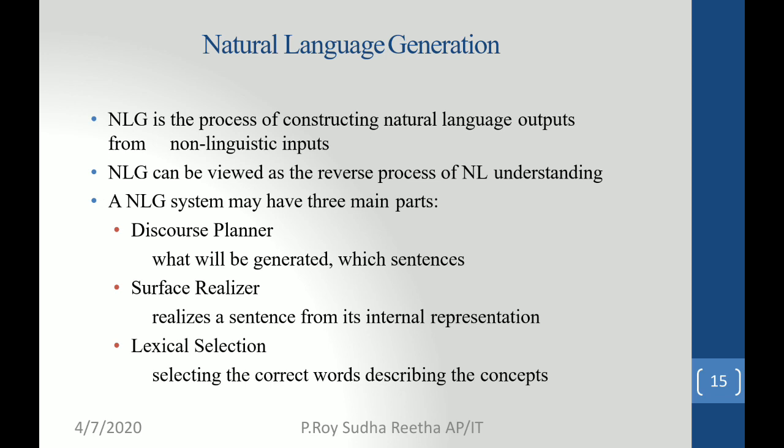Linguistic means speech or text. Non-linguistic is other than speech or text; such input is said to be non-linguistic input. The main aim of natural language generation is the process of developing the natural language output from all such non-linguistic inputs. Basically, natural language generation has three main parts. The first one is the discourse planner, the second is the surface realizer, and the third is lexical selection. These are the three parts which NLG has.